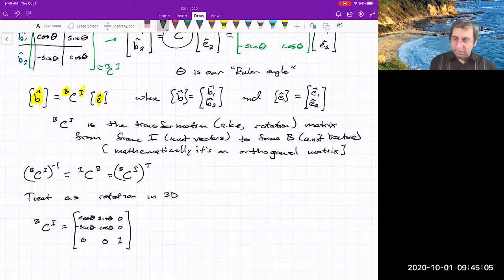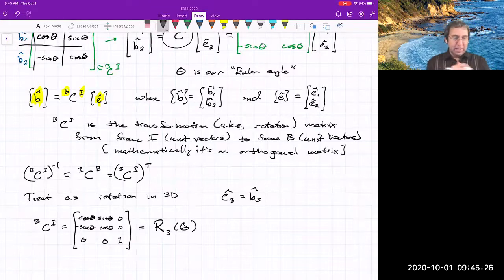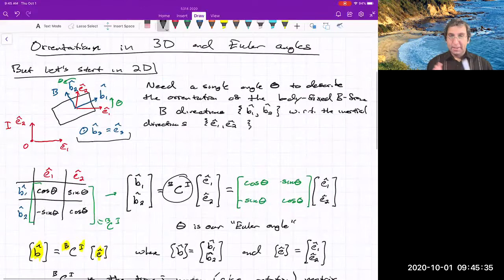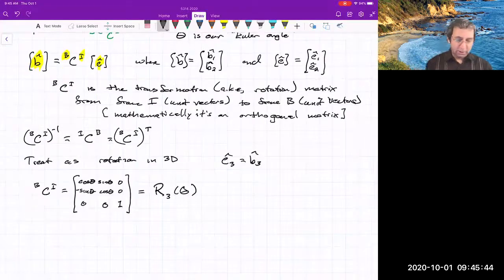Right, because why is that? Because E3 equals B3. There's no relationship with using sines and cosines. So maybe you recognize this from some other class. We'll use the notation capital R3 of theta. The notation here means this is a counterclockwise rotation. Let's look up here. What does it mean? It's a counterclockwise rotation about the number 3 axis. So the basis vectors are rotated by a counterclockwise rotation through an angle theta about the number 3 axis.